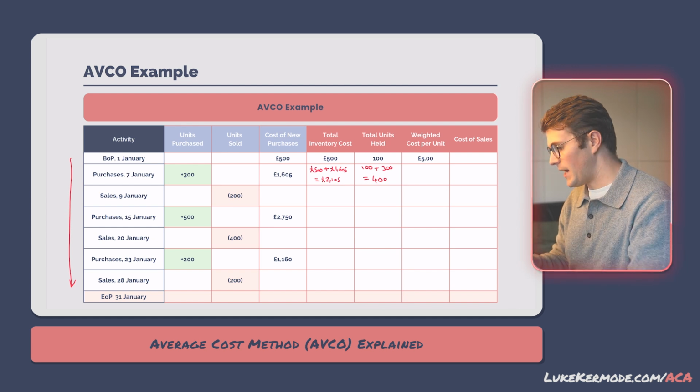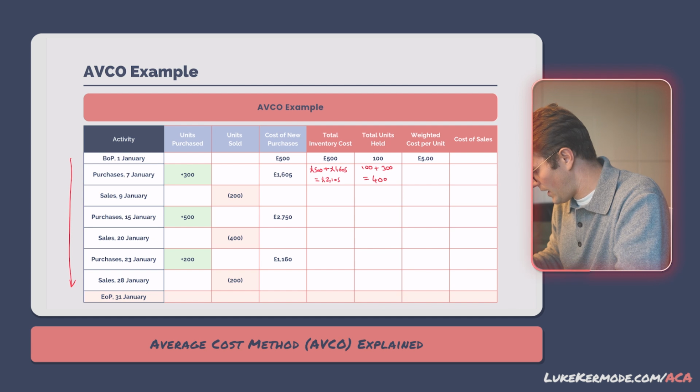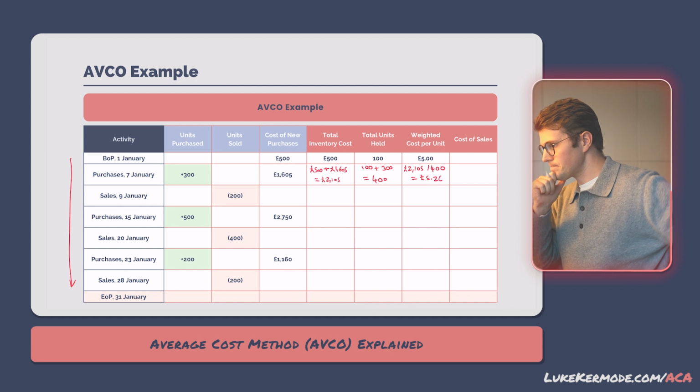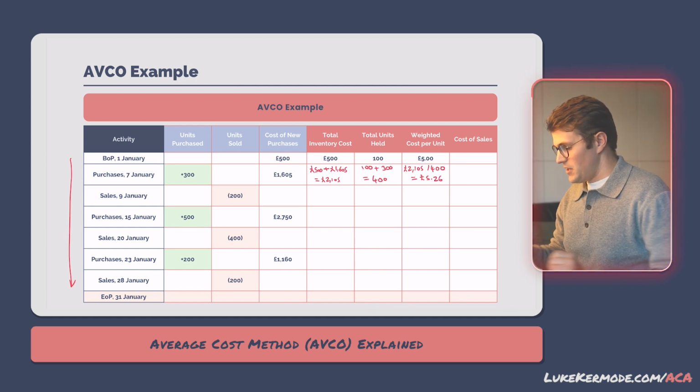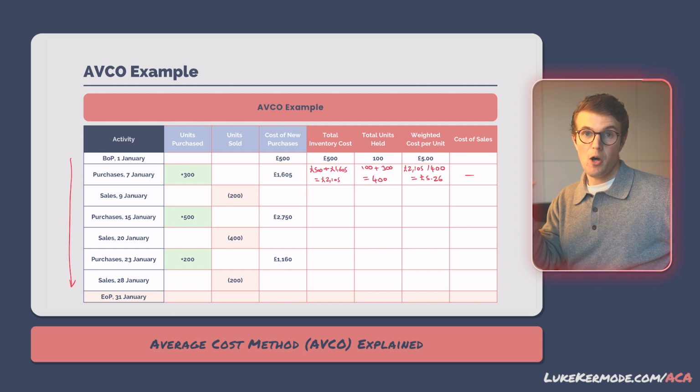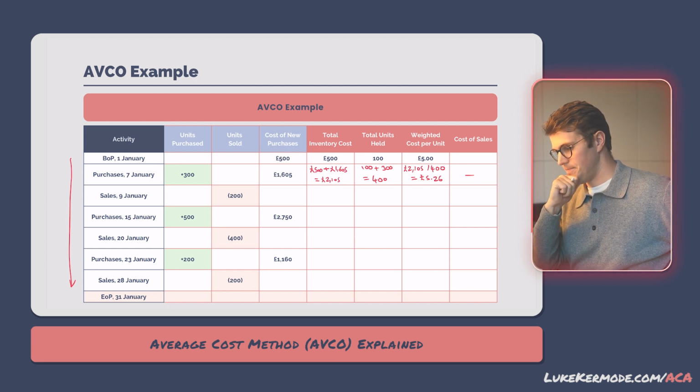Because a purchase has taken place, we need to recalculate our cost per unit number. So we have total inventory cost of £2,105, and we divide that by the total number of units in inventory at that date of 400. So our weighted cost per unit as at the 7th of January equals £5.26. We don't need to calculate cost of sales because that's a purchase date. 7th of January, only purchases were made, no sales were made.